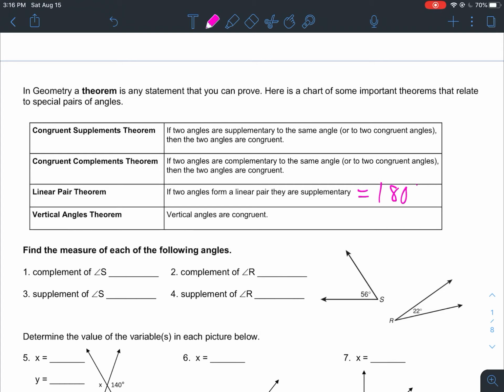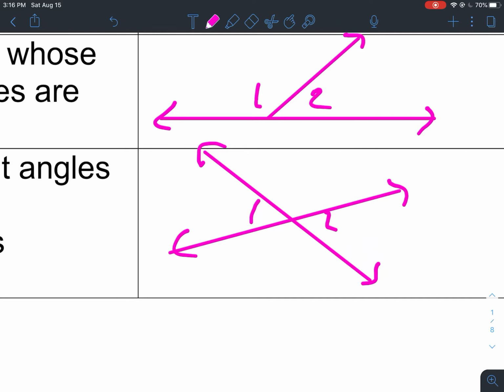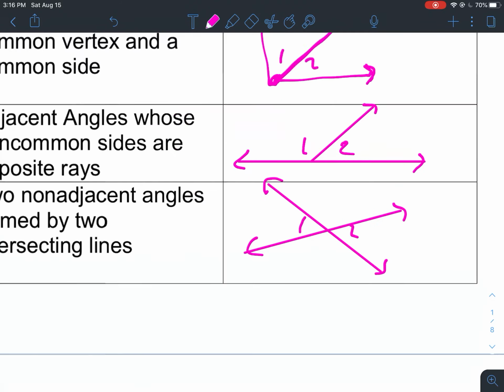And then the next theorem, again, super important: vertical angles are always going to be congruent. So the two angles across from each other, like these two, will always be congruent. They will always have the same measure.